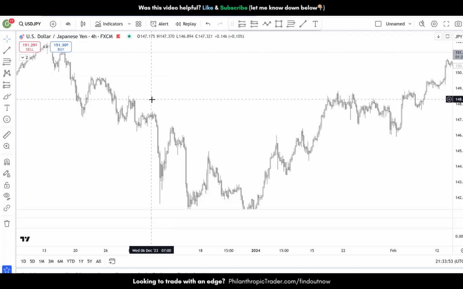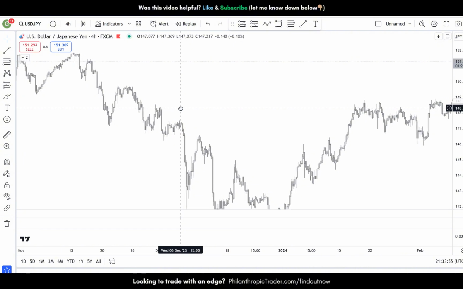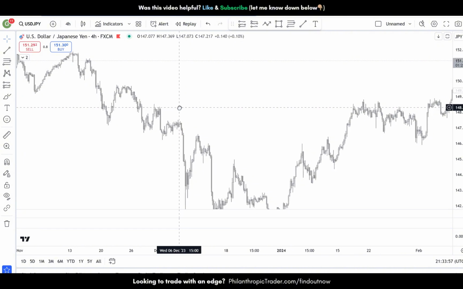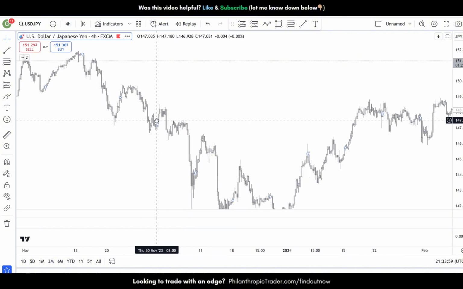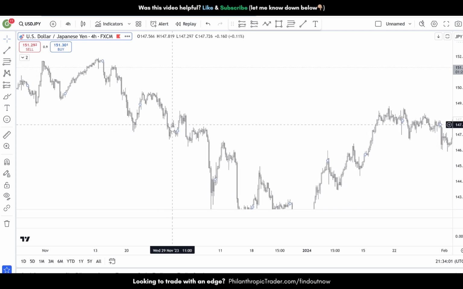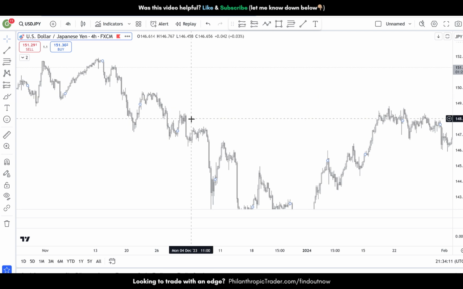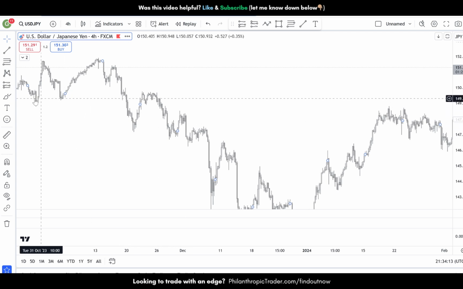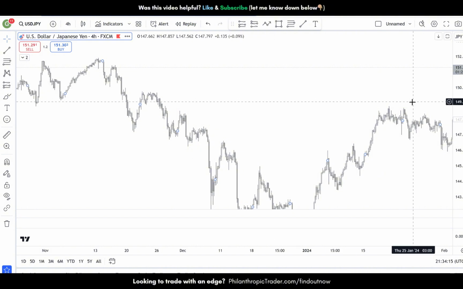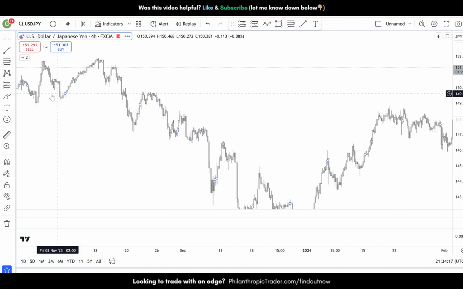All right, so yeah, what are Fibonacci retracements? Fibonacci retracements are tools traders use to identify potential reversal levels. These are based on key percentages of 23.6, 38.2, 50, 61.8, and 100%. And yeah, these are derived from the Fibonacci sequence.